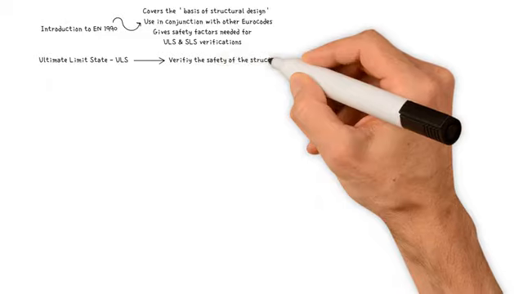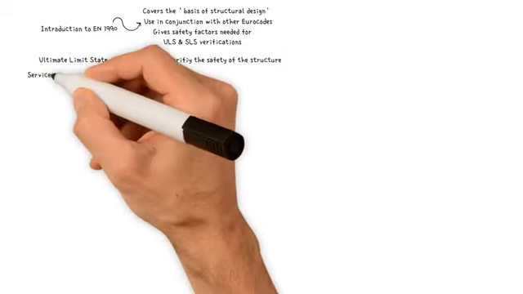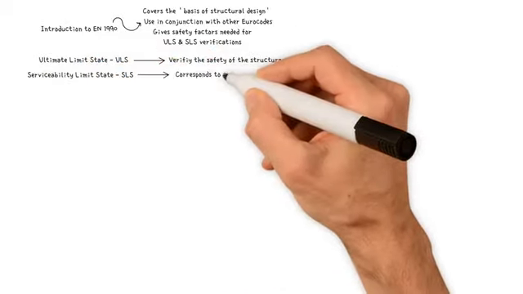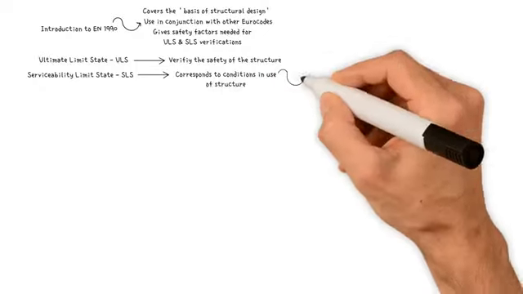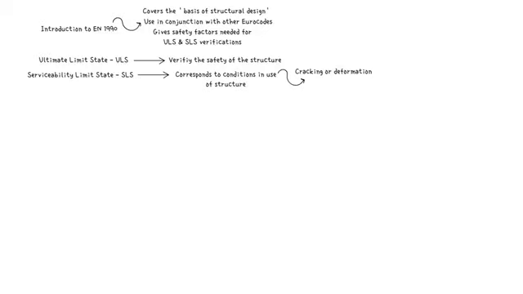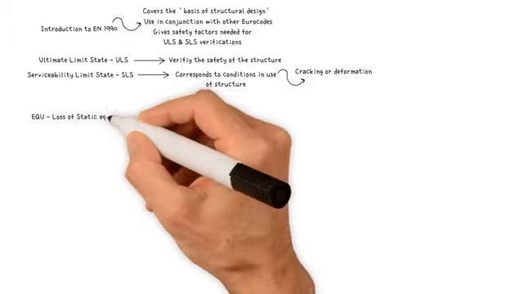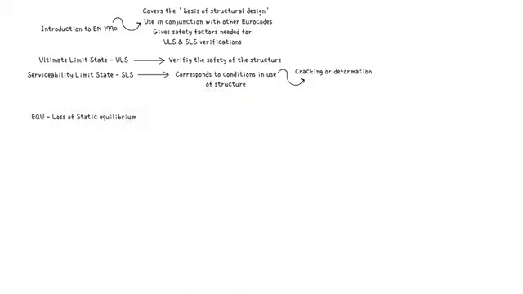The ultimate limit states are to do with the failure of the structure. Ultimate limit states checks are needed to verify the safety of the structure, while serviceability limit state corresponds to conditions in use of the structure. The limit state could be related to cracking or deformation. In EN 1990 there are three important ULS checks. Equilibrium. Loss of static equilibrium of the structure.